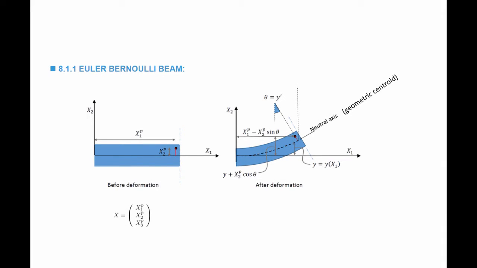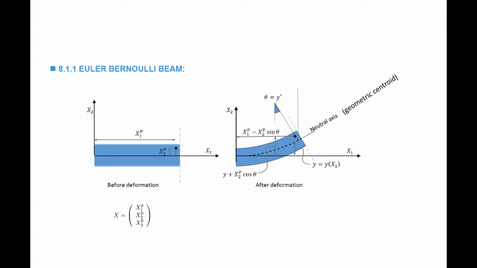In order to calculate the displacement of the beam, we're going to track a point with coordinates x1p, x2p, and x3p. So basically we want to see where the point with the black dot goes after deformation. And we assume that the neutral axis has deformed by a function y, the displacement y, where y is a function of the horizontal position on the beam.